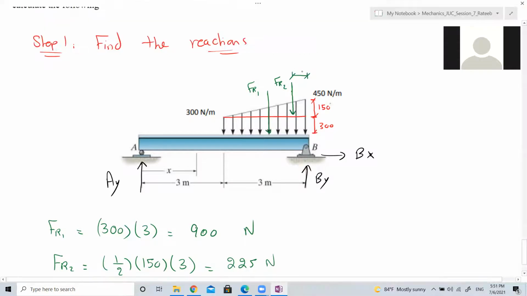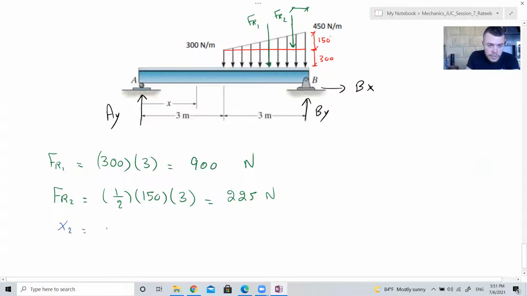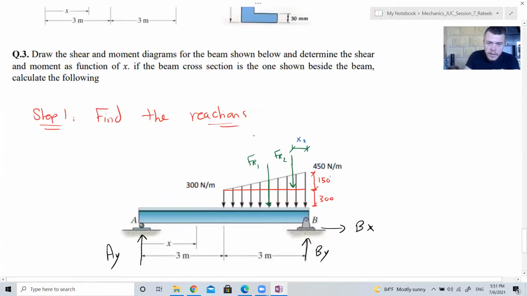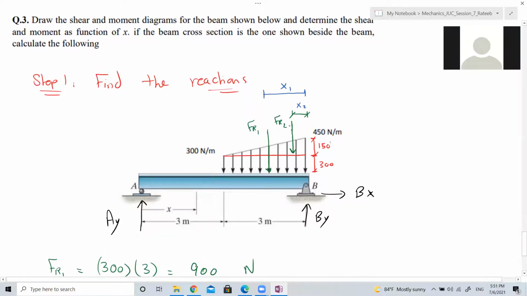How far is the distance from here to here? 1/3 times L. This is x2, so 1/3 times 3, which is 1 meter. And what about x1? It's 3/2, which is 1.5.